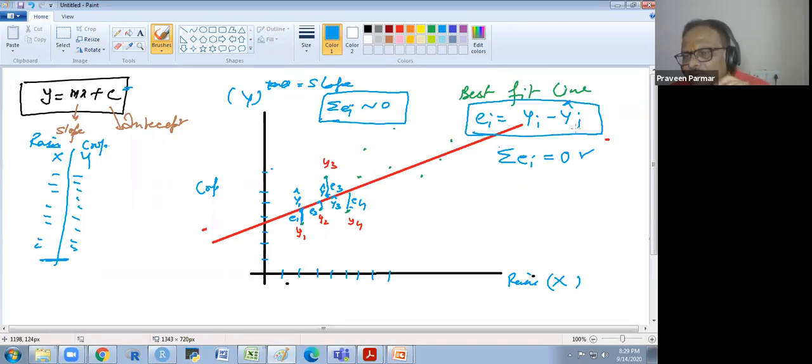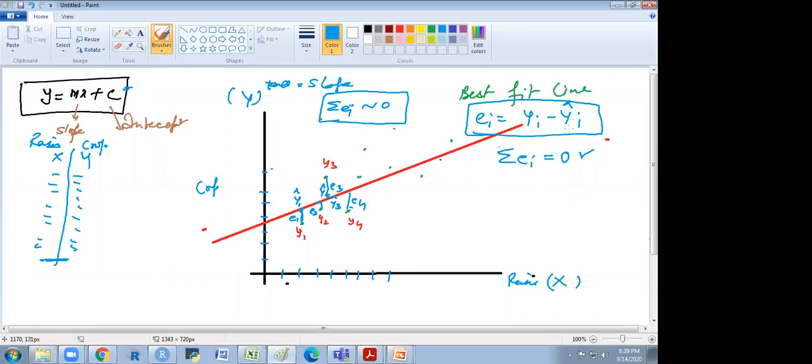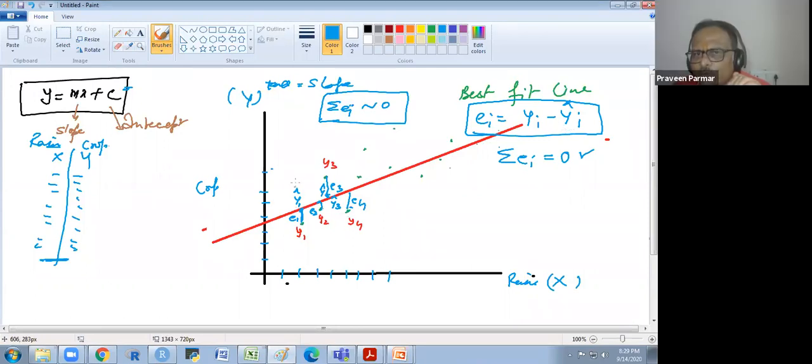Actual y minus predicted y. That is the thing. So some of the points which are above this line, suppose yi minus y cap i, so the actual yi is greater than y cap i, then it is positive. Above points you will get positive in this way, and the below points, whatever the actual points, you will get negative.